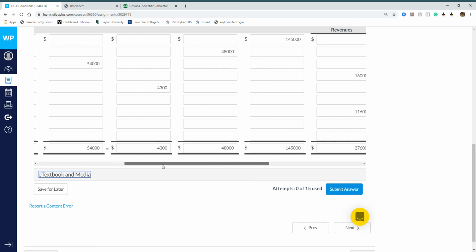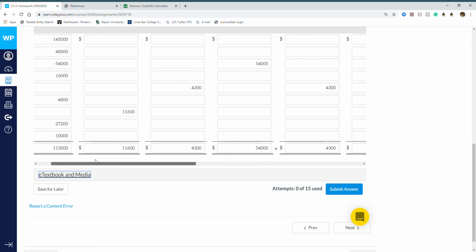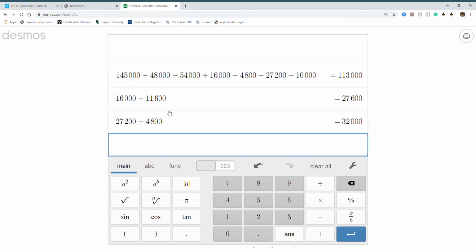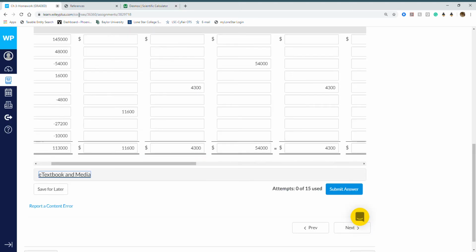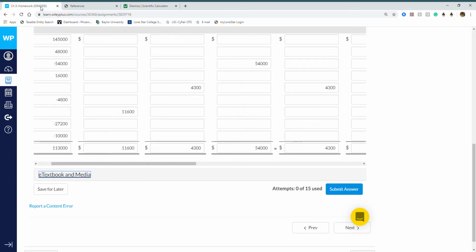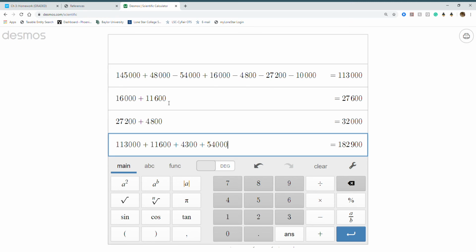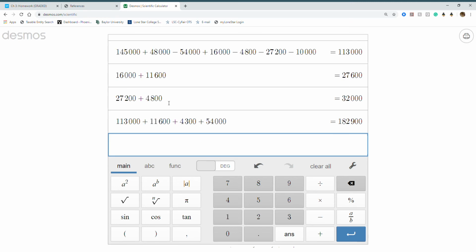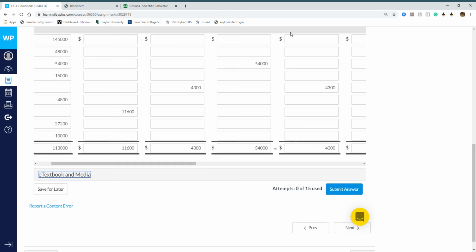We're going to make sure both sides are actually in balance real quick, just to be fair. Plus 11,600, 4,300. So again, we have 182,900 assets.